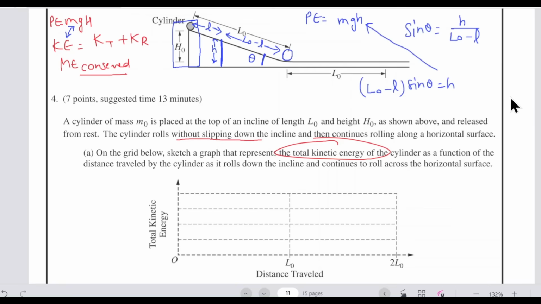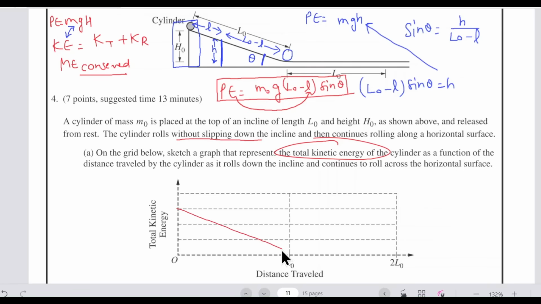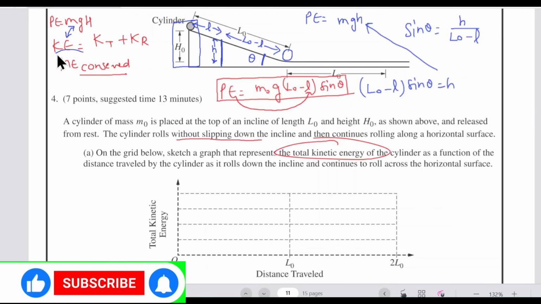I'm going to plug this small h in over here. So the potential energy looks like m naught times g times (L naught minus L) times sine theta, where m, g, and theta are constant. From here, I can clearly see that potential energy is a linear function of the length L traveled along the plane, and it has a negative slope as well, because it was maximum here and then zero here. If potential is decreasing linearly like this, then the kinetic energy should increase in the same fashion, because the sum is always conserved.